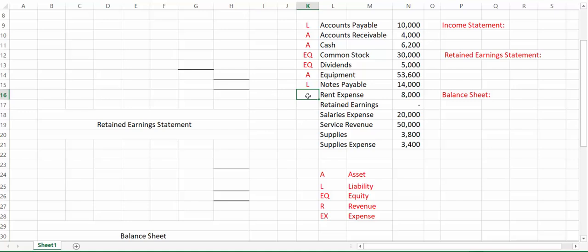Okay, next up is rent expense. Hopefully you said that's an expense. Most items that have the word expense in them are going to be an expense unless it's a prepaid expense. We don't have any of those here, but you'll probably see them in the future.